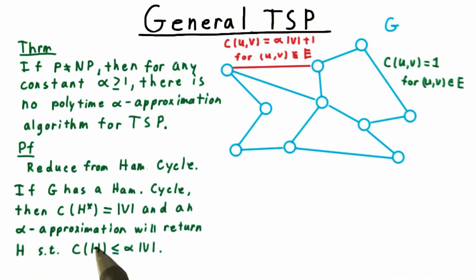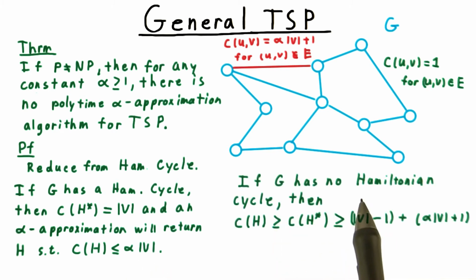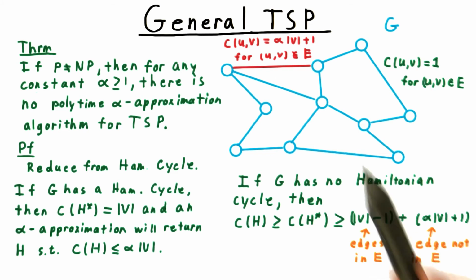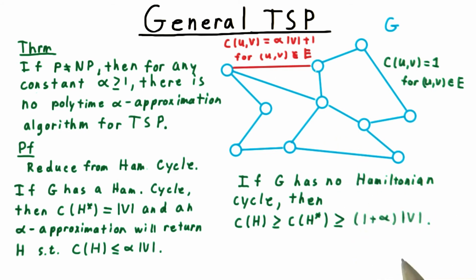Then a factor alpha approximation for the traveling salesman problem will return a Hamiltonian cycle h whose cost is at most alpha times this number of vertices. On the other hand, if the original graph has no Hamiltonian cycle, then the cost of the Hamiltonian cycle returned by our traveling salesman approximation has to be greater than the optimum, but that must include at least one of these edges not in the original graph. Note that this term comes from following edges in the original graph, this one from following edges not in the original graph. There has to be at least one of them. Simplifying gives the lower bound of 1 plus alpha times v.